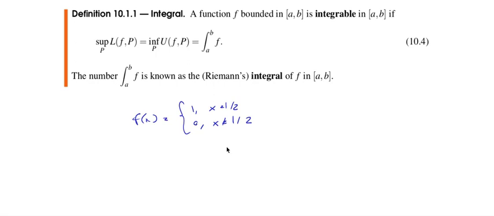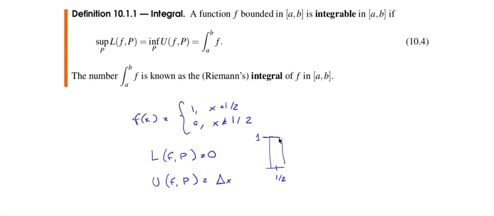Okay, and in this case what we have is that the lower sum, obviously, for all partitions is going to be 0, right? And the upper sum is going to be, let's say, delta x, where delta x is the value. So this is 1/2, this is 1, because that's the value of the function here. Delta x is the width of this interval containing 1/2.